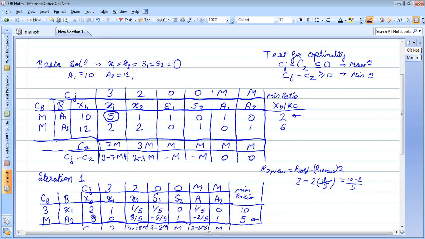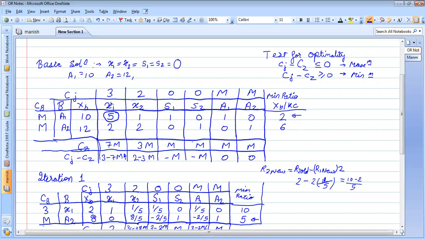To remember one thing, just to find the minimum value, always put M equal to 1000. If you put M equal to 1000, then this is 3 minus 7000, so this is equal to minus 6997. This is equal to 3000 minus 2, so this is equal to 2998. This is minus 1000, minus 1000, which is the minimum value. So we have marked an arrow here. What does this arrow indicate? This arrow indicates that this is a key column.